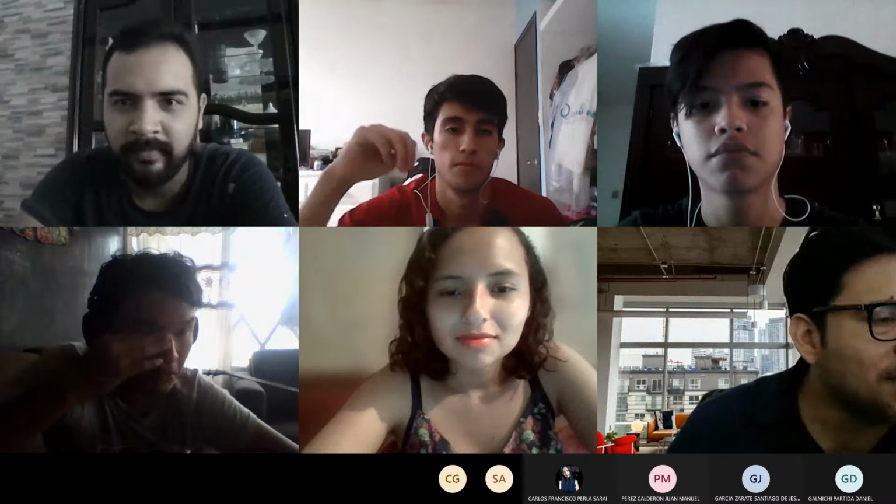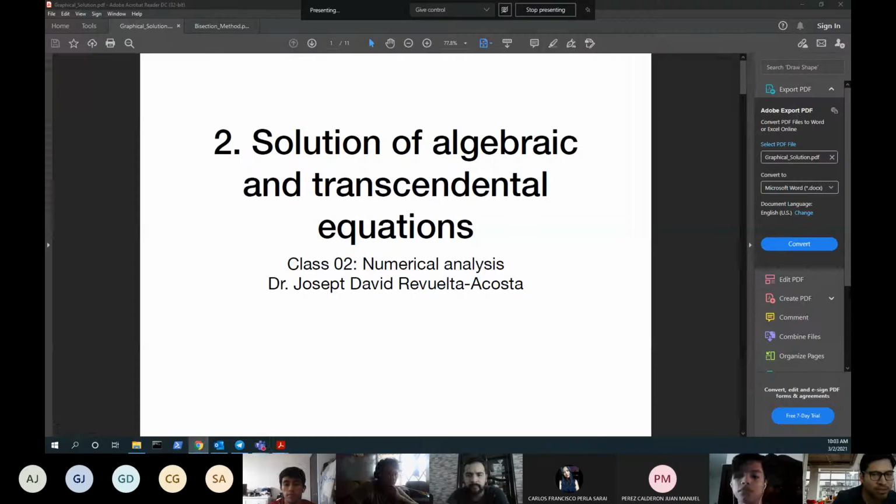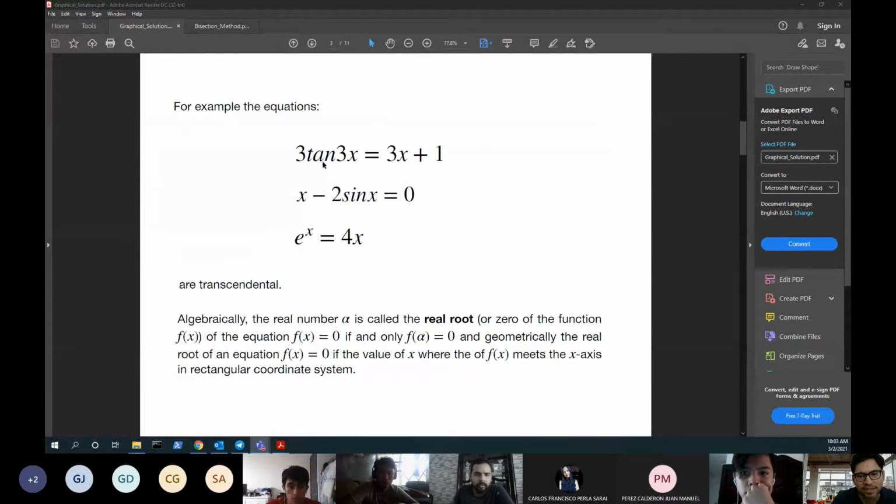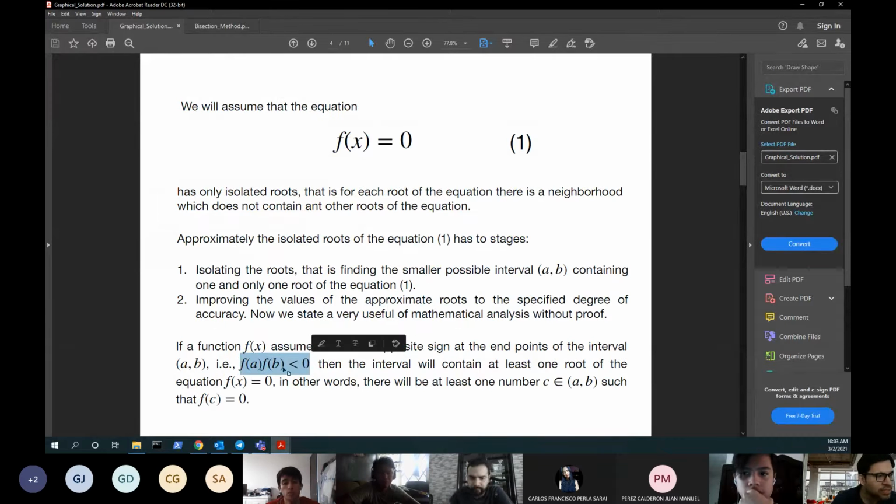In the previous classes, we were discussing the graphical solution of equations. This is what you saw, remember? So you get the solution of this polynomial. We discussed the condition to obtain a solution inside a neighborhood: you multiply the function evaluated at the neighborhood range, and the product has to be less than 0. This indicates that the neighborhood contains at least one solution.